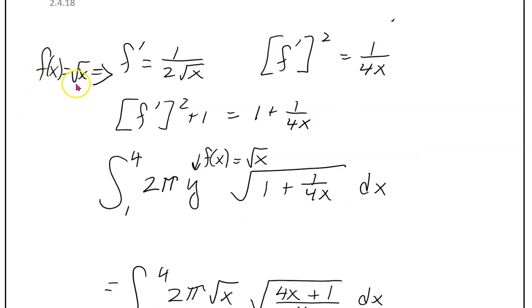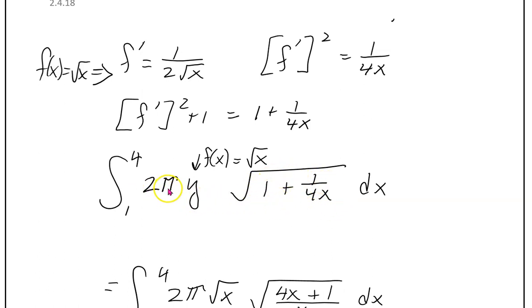Recall that our function is given by the square root of x, so the derivative is 1 over 2 the square root. Then we square it to get 1 over 4x. Add 1 to get 1 plus 1 over 4x. This goes under the radical.